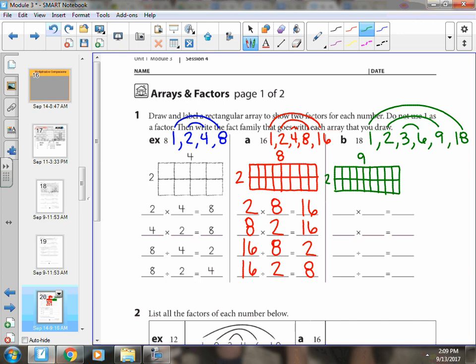your fact family would be 2 times 9 equals 18, 9 times 2 equals 18, 18 divided by 9 equals 2, and 18 divided by 2 equals 9. It's okay if it's not in the same order as Mrs. Judson wrote. You also could have an array that was 3 by 6.